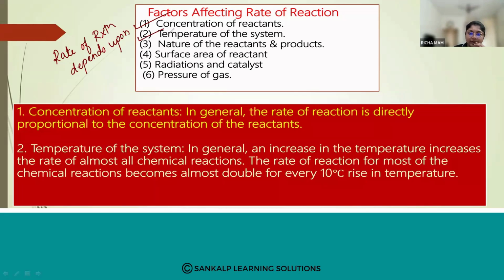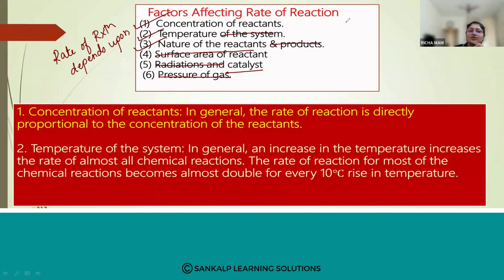It depends on temperature. It depends upon the catalyst and nature of the reactants. So this much is there for your syllabus, and we will discuss only this. So what are the factors which are affecting the rate of reaction? Concentration of reactant, temperature, nature of the reactant, and catalyst. These are the four important factors which will affect the rate of reaction.